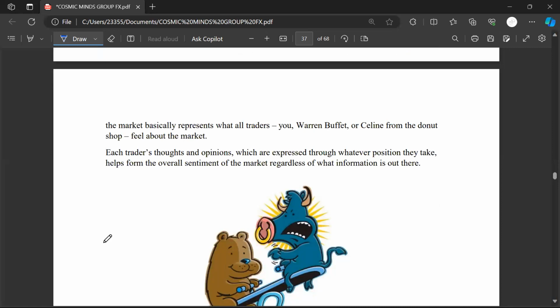Among traders, people, the economists, people who claim to be experts in analyzing a particular economy or currency pair. So that is among them. In fact, the gurus in trading, guru traders, like Warren Buffett and whatever. Now, each trader's thoughts and opinions, which are expressed through whatever position they take, help form the overall sentiment of the market, regardless of what information is out there.